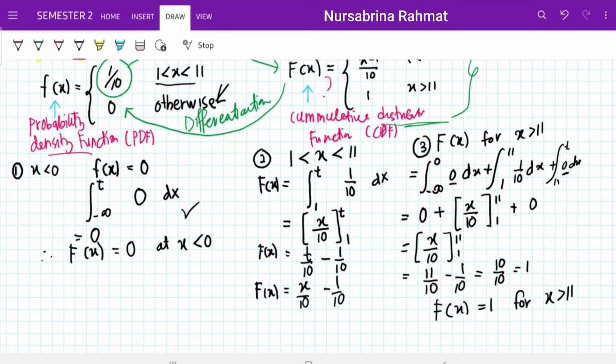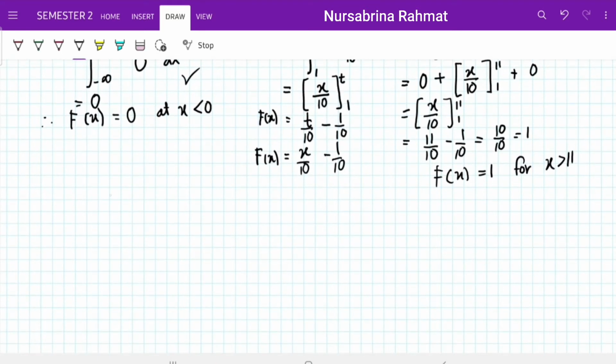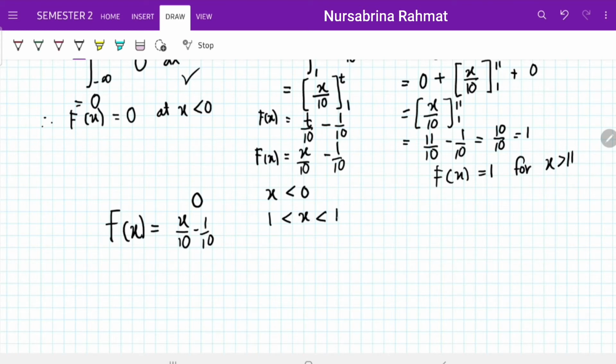What is your cumulative distribution function? Therefore, the cumulative distribution function for this probability density function is equal to 0 for x less than 0, equal to x over 10 minus 1 over 10 for the class interval between 1 and 11, and 1 when x is greater than 11. So this is your cumulative distribution function.